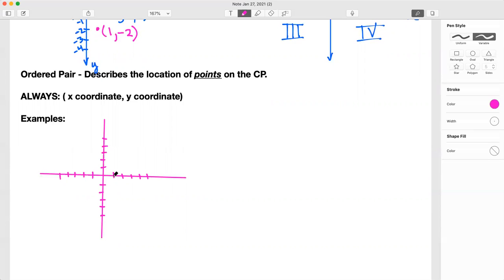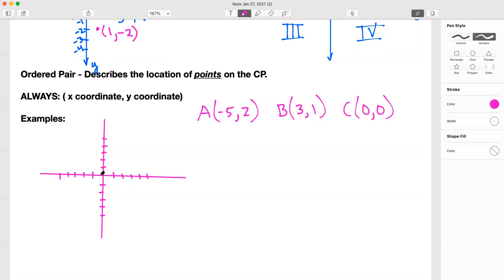But what I can do is say, okay, please graph for me point A, which is going to be at -5, 2. Point B, which is going to be at 3, 1. And then point C, which is going to be at 0, 0. So A is -5, 2.